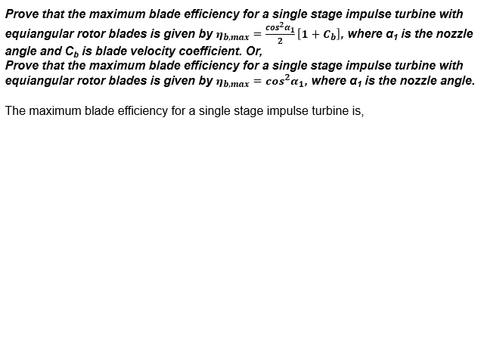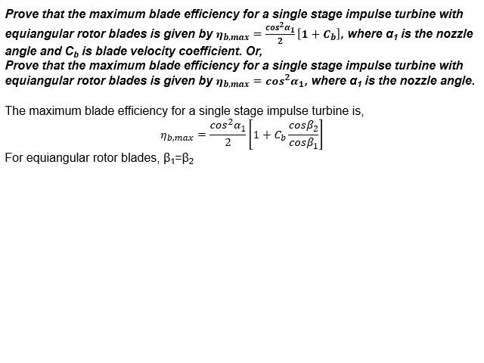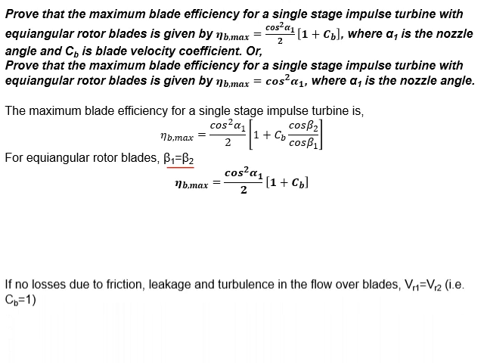The maximum blade efficiency for a single stage impulse turbine, we already derived, is cos square alpha 1 by 2 into (1 plus CB cos beta 2 by cos beta 1). For equiangular rotor blades, beta 1 equals beta 2. So the maximum blade efficiency is cos square alpha 1 by 2 into (1 plus ...), where cos beta 2 equals cos beta 1 because beta 1 equals beta 2. So now it is only CB.